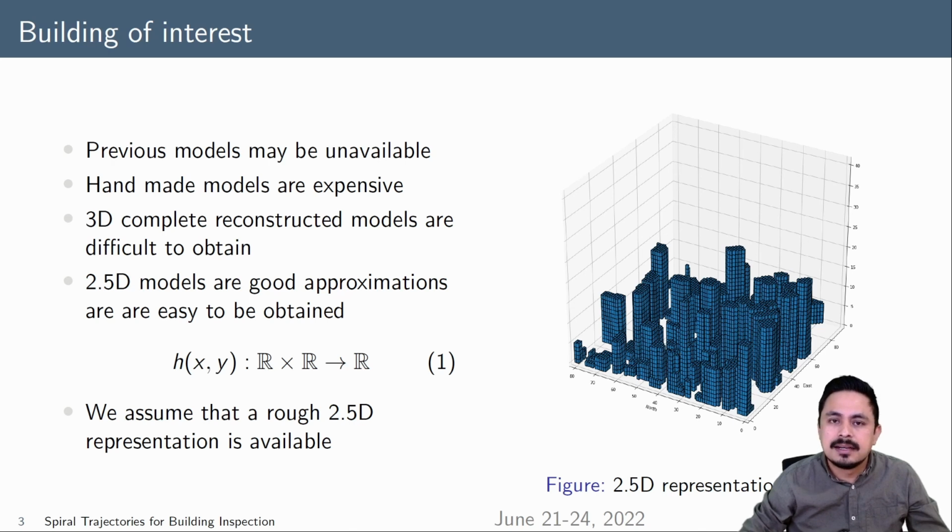These models are easier to obtain because with a photogrammetry flight we can obtain this kind of shape. A limitation, of course, is that we cannot represent holes in the building, but this is a first approximation. So for the rest of the paper, we assume that we have a rough 2.5D representation for the target building.